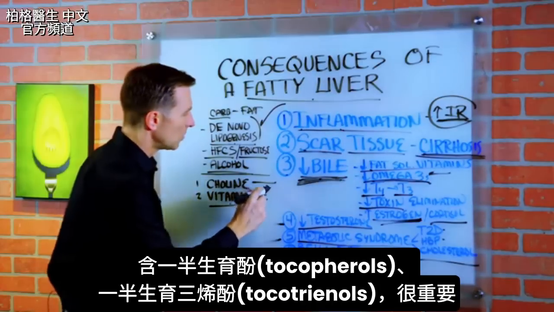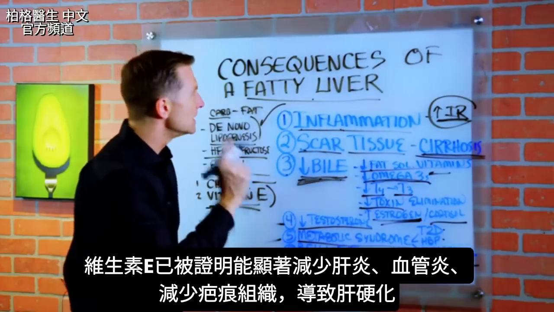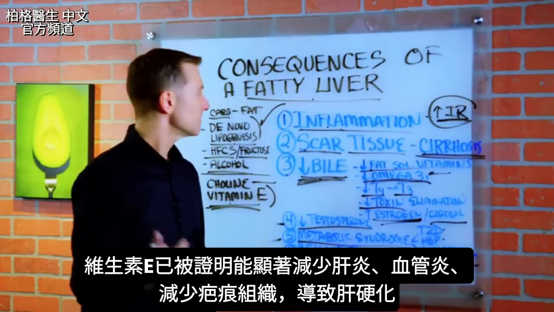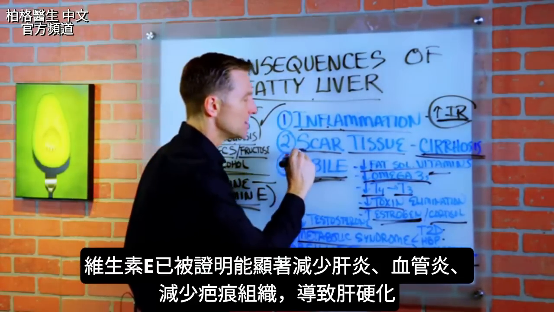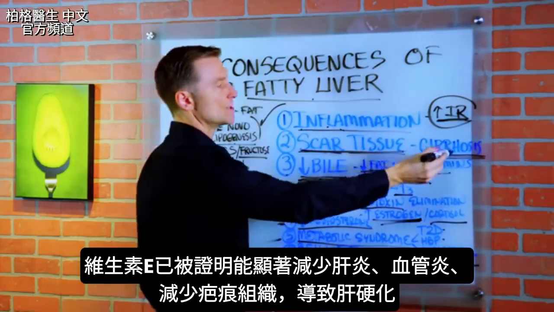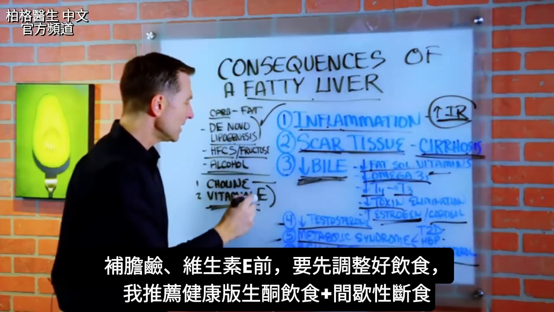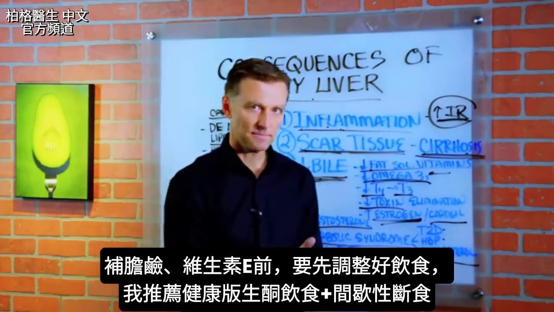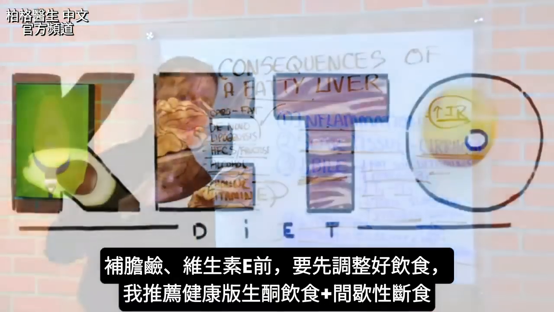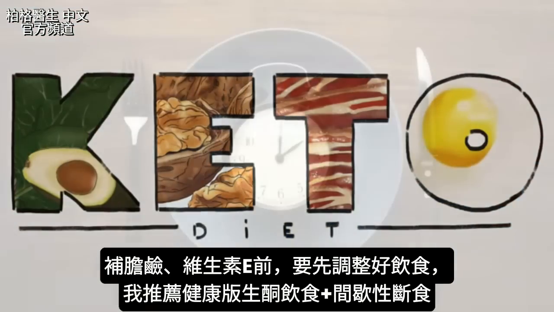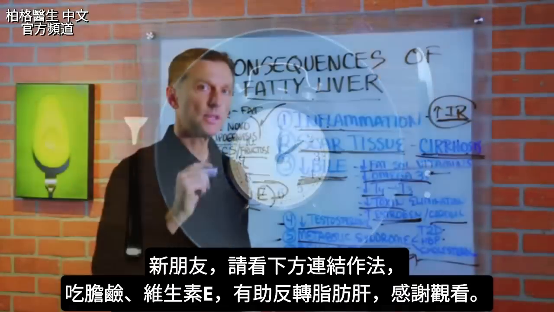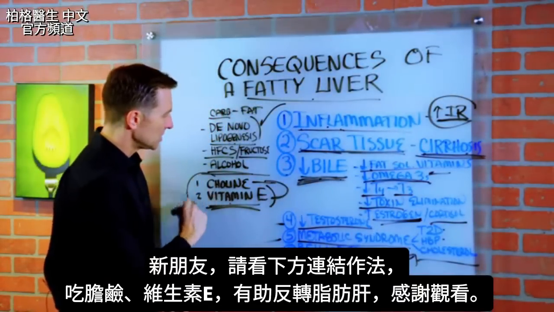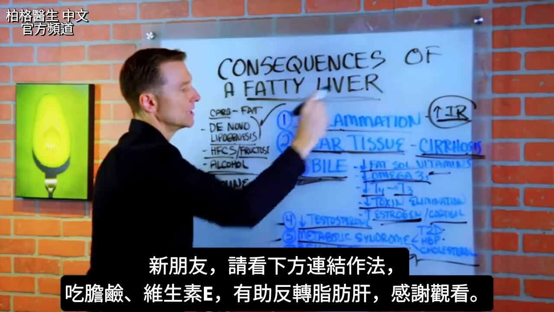Okay? Very, very important. This has been known to significantly reduce inflammation in the liver, as well as in the arteries, and also decrease the formation of scar tissue, which eventually turns into cirrhosis. But don't even think about taking these two unless you first get your diet corrected. The diet I'm going to recommend is the healthy version of ketosis and intermittent fasting together as one. I put a link down below if you're new to my channel. And then I would recommend taking these two, and this will help you start reversing this right here.